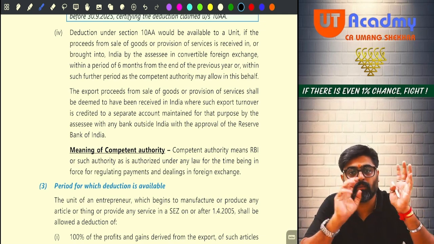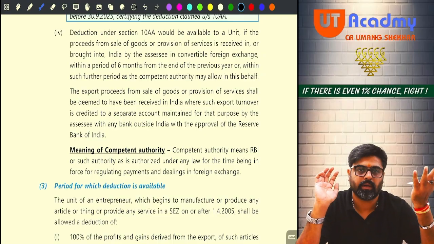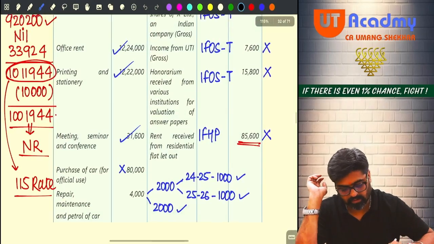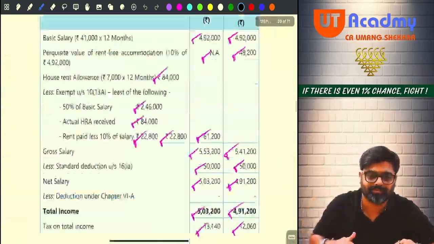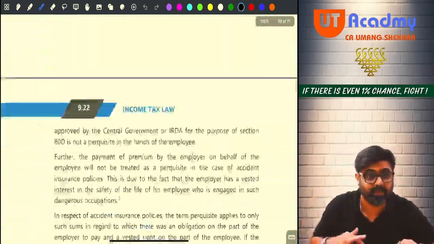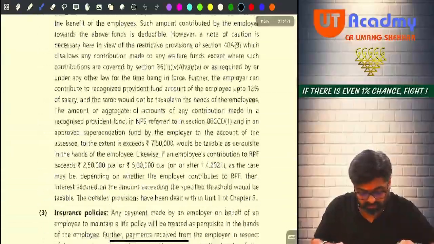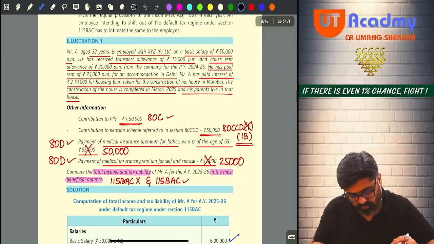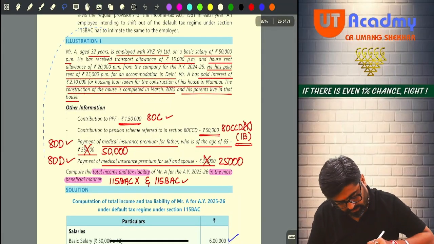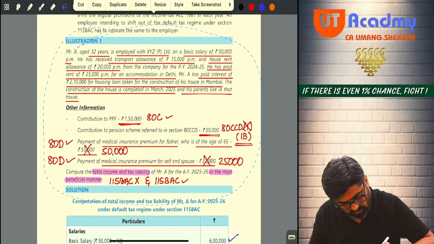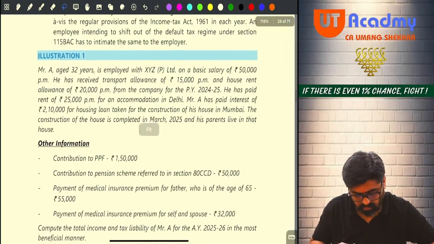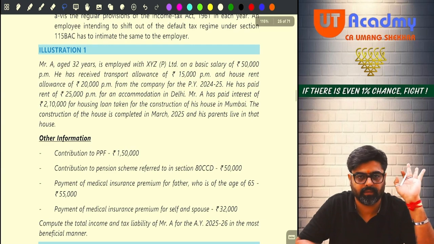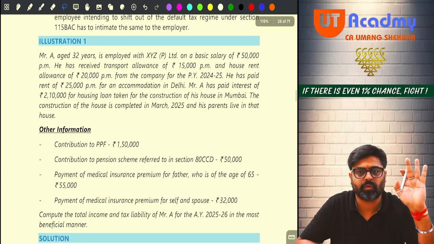Now directly we'll move on to the next chapter, the last chapter, that is total income computation. Very interesting questions, very good questions. So we'll start from the very first question. Question number 1. This is the last chapter in your ICAI study mat, chapter number 9, computation of total income.